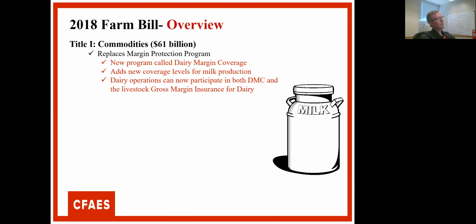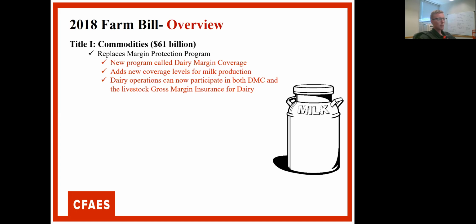So let's talk a little bit about the titles. And the commodity title, at least in the dairy side of the equation, it replaced the old Margin Protection Program, replaced it with the new Dairy Margin Coverage program. It added a couple new levels of coverage for milk production, especially for Tier 1, or only for Tier 1. It added an $8.50, a $9, and a $9.50 coverage level. Dairy operations are now eligible to participate in both the Dairy Margin Coverage program and the Livestock Gross Margin insurance for dairy. Previously, you couldn't do both. You had to pick one or the other.